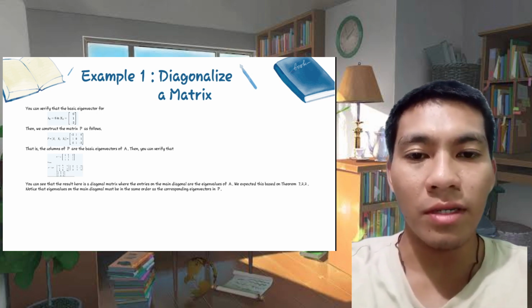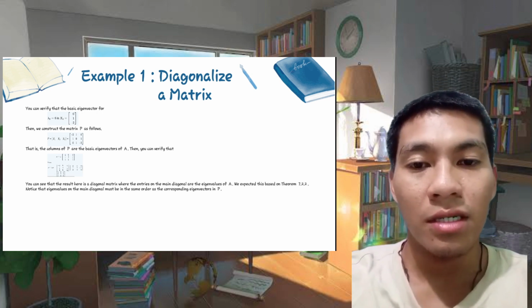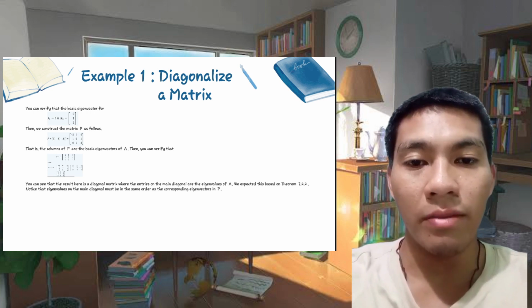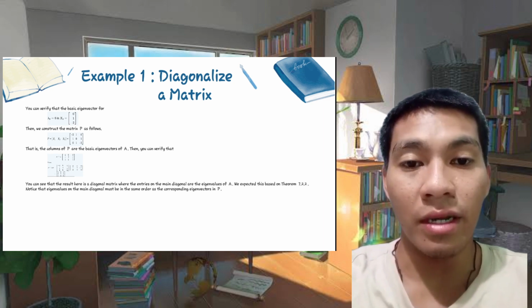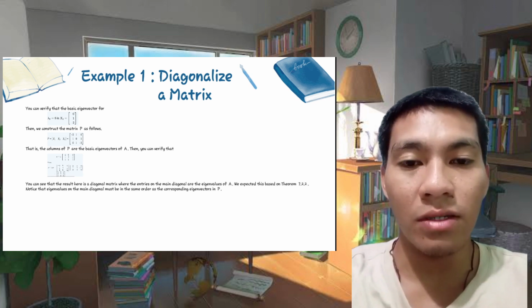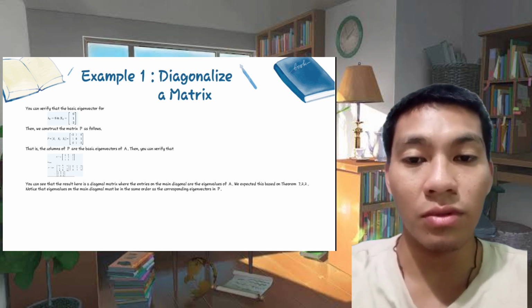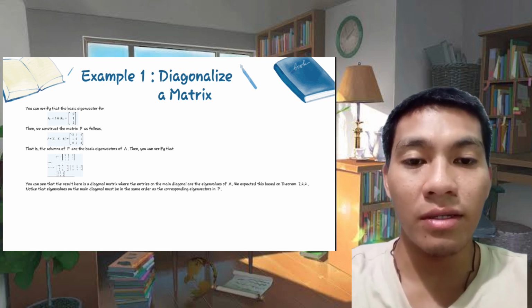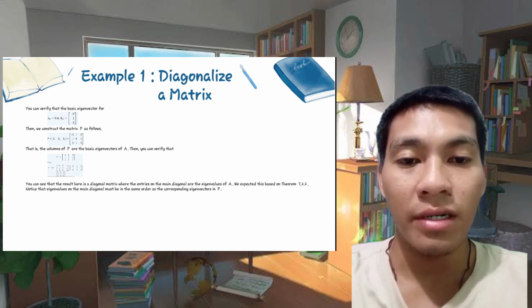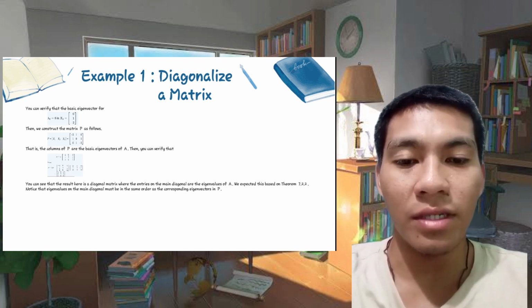Now we construct the matrix P as follows. That is, the columns of P are the basic eigenvectors of A, and then you can verify the product. You can see that the result here is a diagonal matrix where the entries on the main diagonal are the eigenvalues of A, as expected based on theorem 7.2.2. Notice that the eigenvalues on the main diagonal must be in the same order as the corresponding eigenvectors in P.